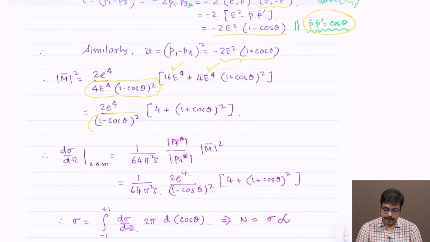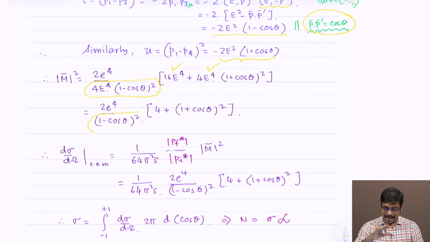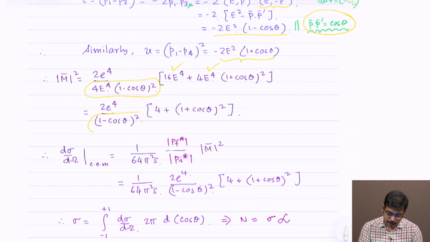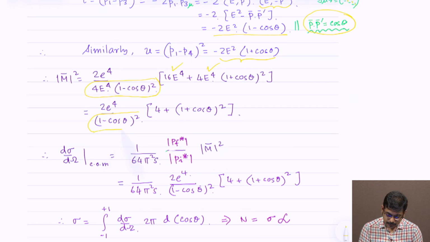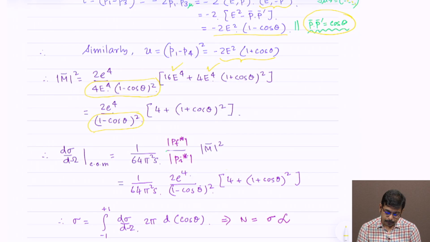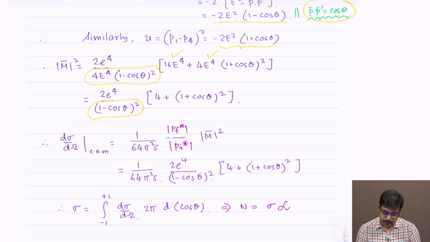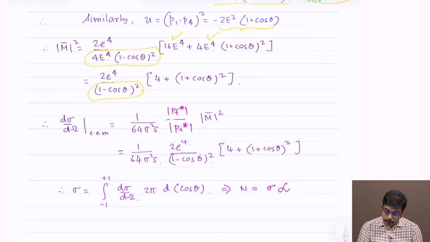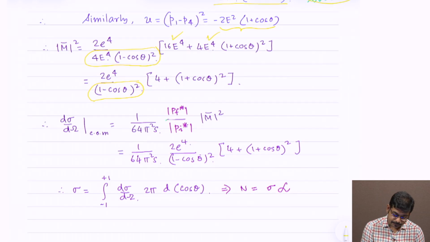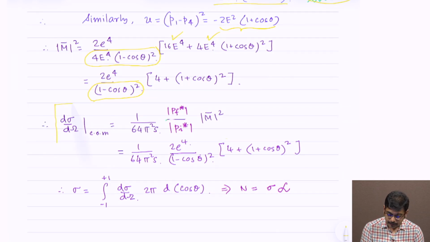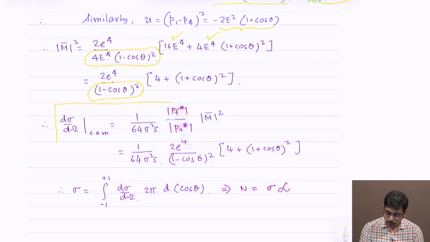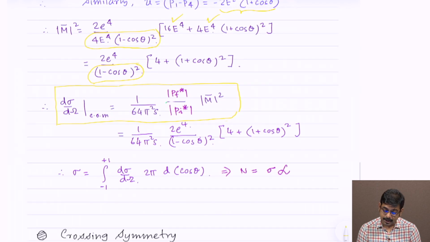Now if you see that this e to the power 4 gets nicely cancelled up and down, and so you are basically having the final expression like 2 e to the power 4 by 1 minus cos theta whole square into 4 into 1 plus cos theta whole square. Now we also know that in the center of mass frame, the d sigma d omega, the differential cross section, takes a form like 1 by 64 pi square S into mod of Pf star by mod of Pi star into the matrix element squared, right?